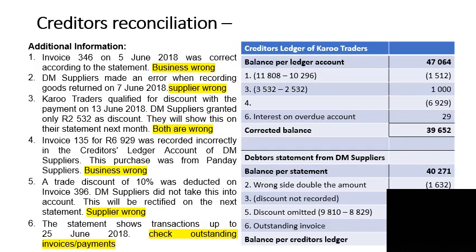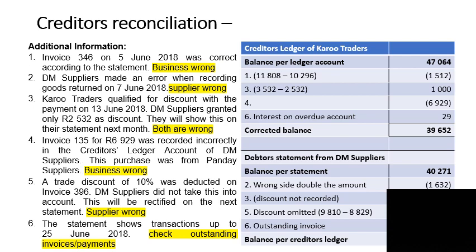Now, we have our answer book, the creditors ledger, the one above, and the creditors reconciliation statement below. We have entered our provisional totals: in the ledger 47,064 and in the statement 40,271. Now we want to read additional information to answer the question who is wrong. Invoice 346 on 5 June 2018 was correct according to the statement, which means the ledger was wrong, the business therefore is wrong. Because the business is wrong, we record transaction 1 in the creditors ledger.